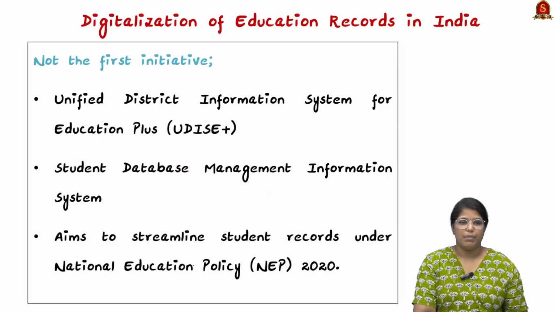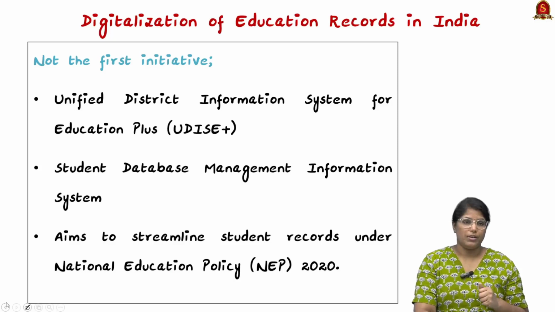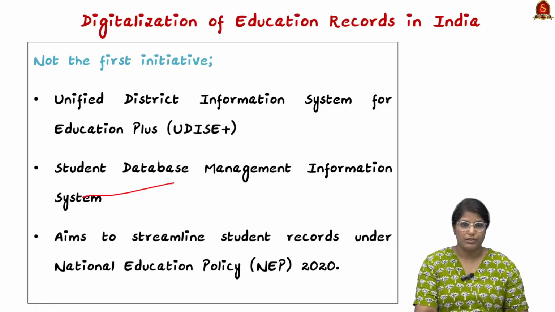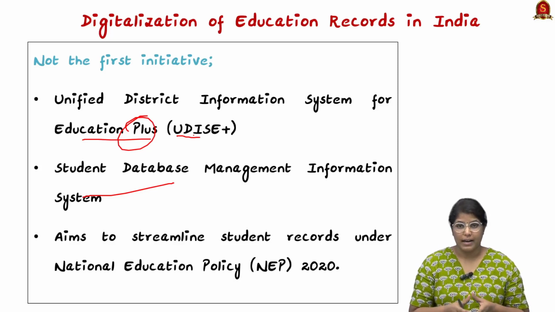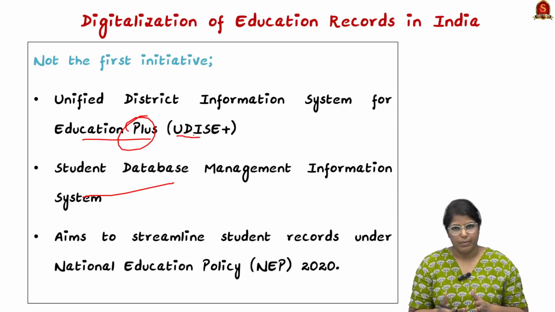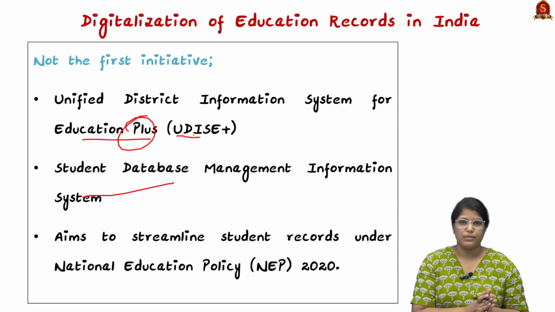Now moving on, we shall see some other digitalization of education records in our country. So the first thing is the Unified District Information System for Education Plus. So it is in short called UDISE Plus. In this particular scheme, our government has asked all the schools to get enrolled, so that the government will know the actual trend or the actual state of a particular school. Based on that, informed decisions will be made, and based on that, resource allocation will be made, and it is like a database for the entire school system that is functioning in our country.